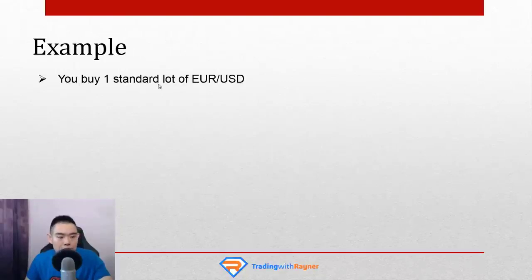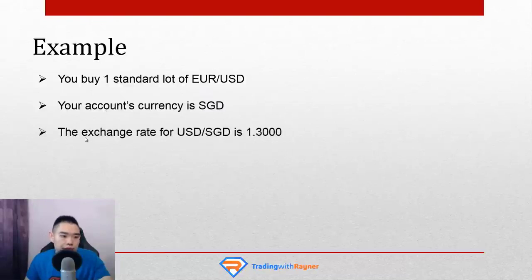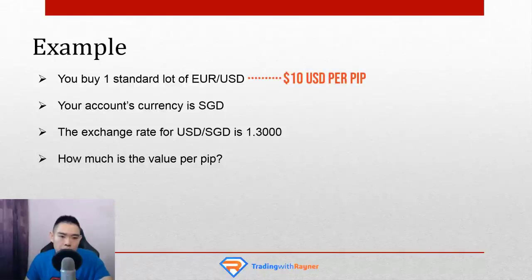Let's say you buy one standard lot of Euro USD. Your account currency is in Singapore dollars. The exchange rate between the USD and SGD is 1.3. How much is the value per pip? So let's do this simple exercise. You know, one standard lot is 100,000 units. One standard lot is worth $10 per pip. Okay, $10 per pip.